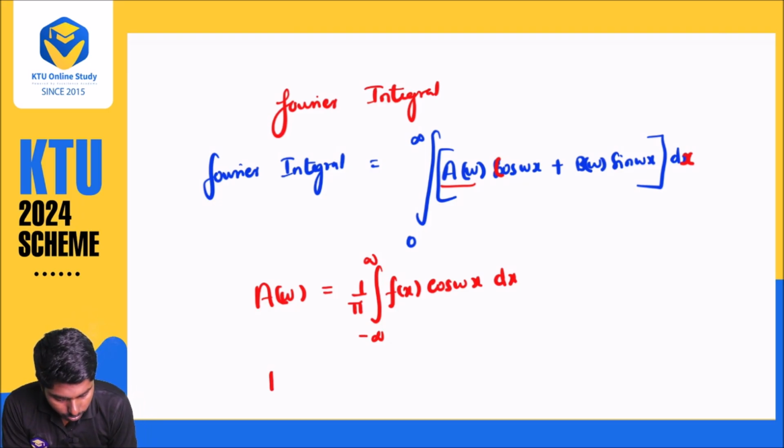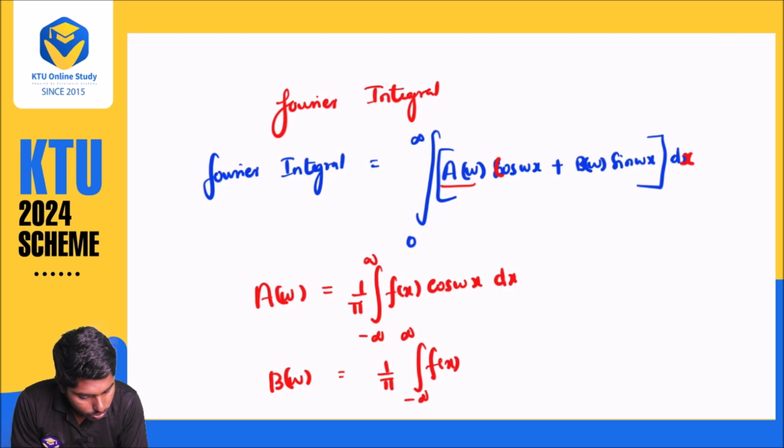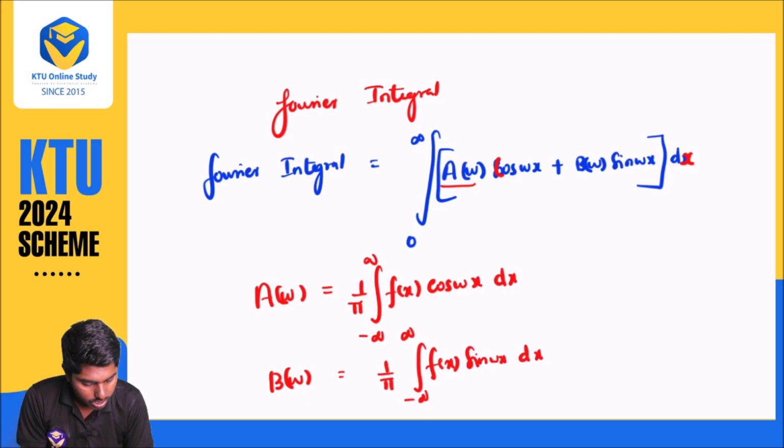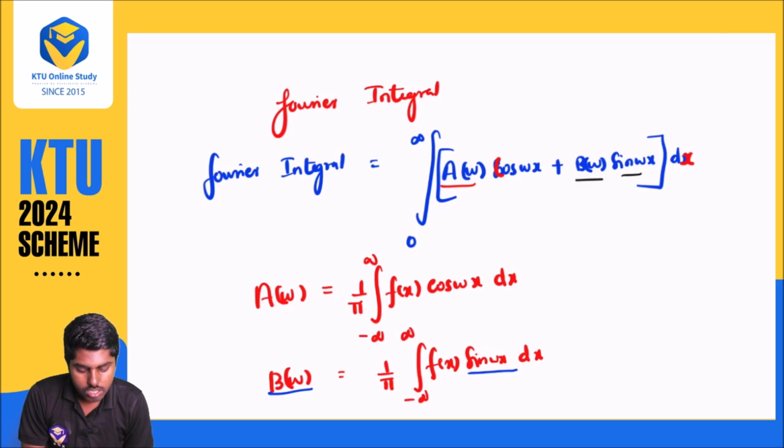Similarly, the b omega formula is 1 by pi, the same formula, 1 by pi minus infinity to infinity f of x sin omega x dx. See, whenever b omega is coming, sin omega is there. B omega sin omega, a omega cos omega. It is easy to recollect the formula. So this formula will be useful for solving the problem.